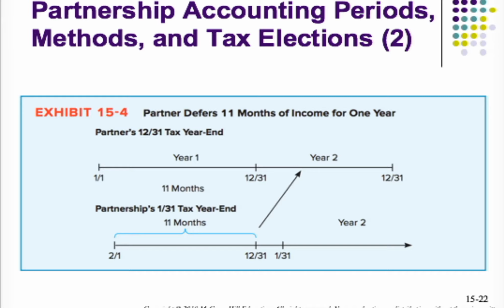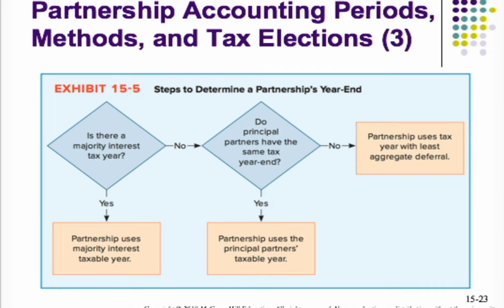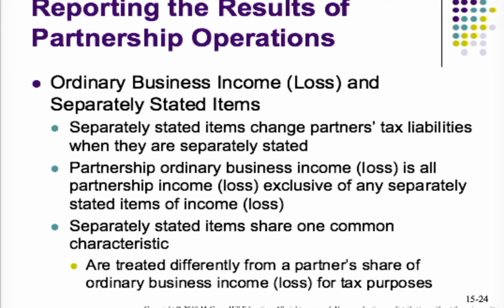Yeah, that can result in some kind of funky deferrals, which I'm not going to talk too much about. Some still, more of the same discussion there. Basically, when reporting at the partnership level, all items are going to be separated into ordinary business income and then anything else. And anything else will be a separately stated item, and that is because it will be treated as something other than ordinary business income or loss.